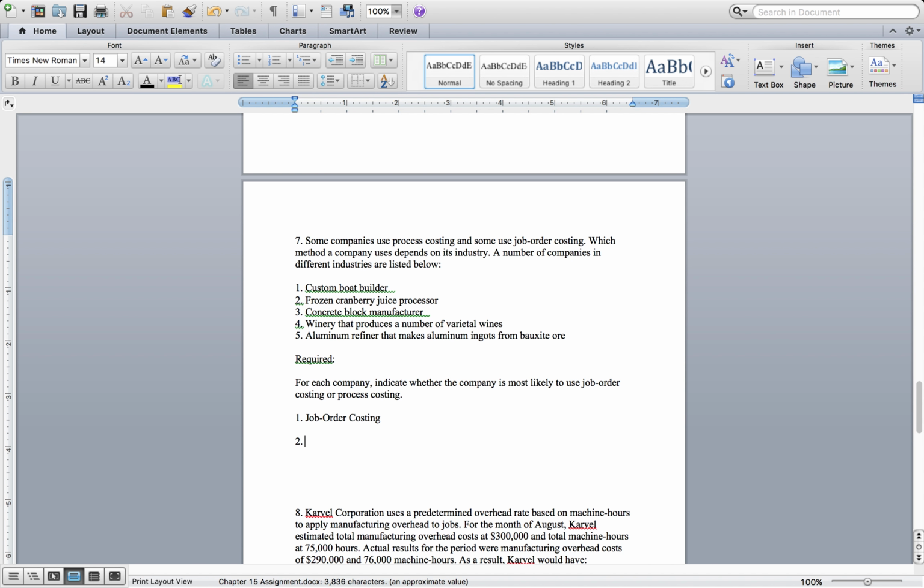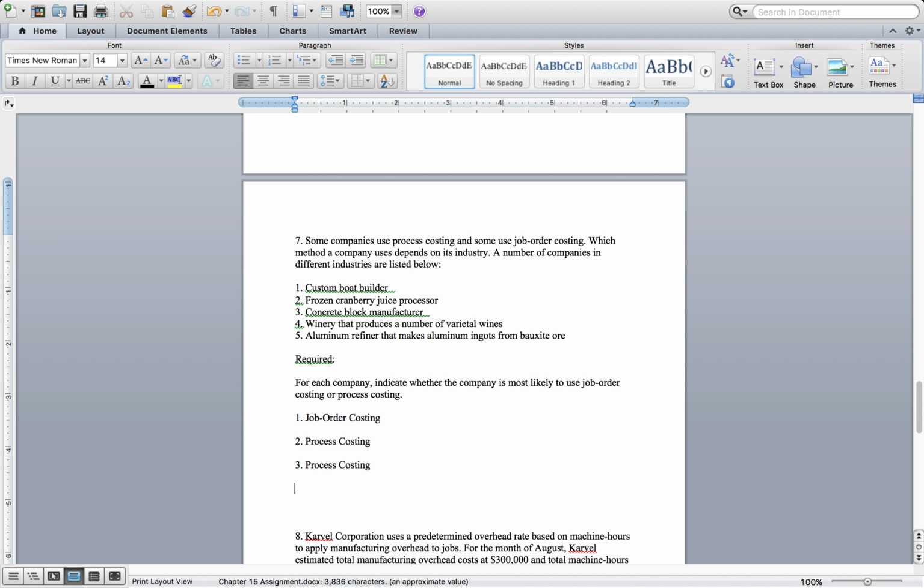There's a frozen cranberry juice processor. Well, that's process costing. It doesn't matter which one you get, they're all the same. Next part, concrete block manufacturing. That's also process costing because, again, they're all done the same way. So, a producer of a number of varietal wines. That's job order because those can be specific, which wines you want. The last one, a refiner that makes aluminum ingots from bauxite ore. That's also process costing because it's a process that's the same everywhere no matter where you go.